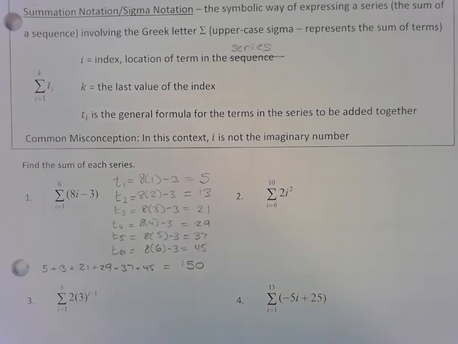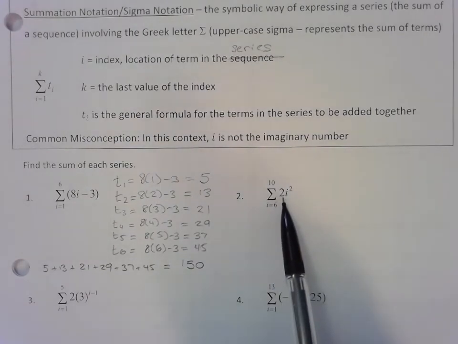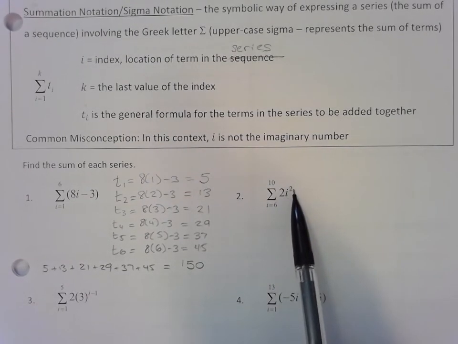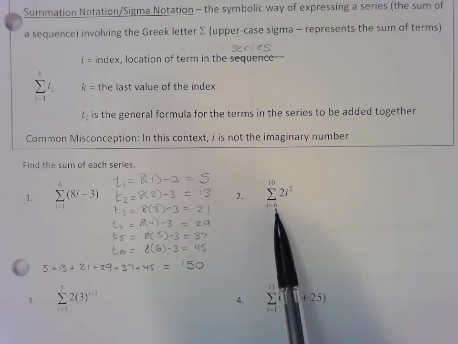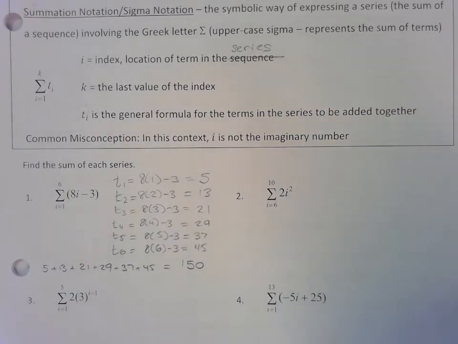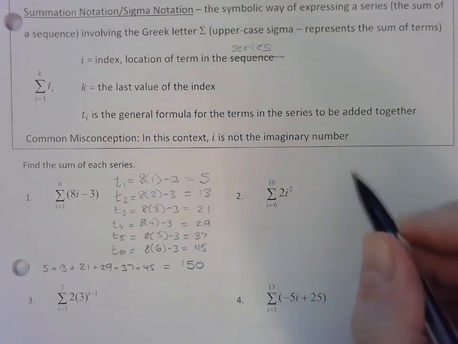All right, let's move on to question 2. Now, our formula is 2i squared, but I'm not starting with the first value of 1 for the index. It says I'm adding the 6th term, the 7th, the 8th, the 9th, and the 10th. Those are going to be the number of terms in our series. So starting with the value of 6.